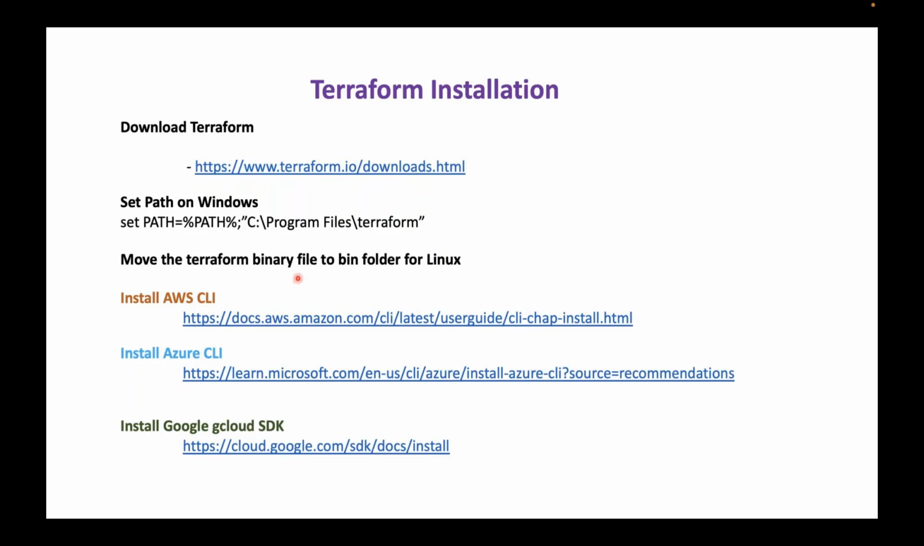Okay, and the prerequisite is: if you're going to use Terraform for managing AWS, then you have to have the AWS CLI, just for authentication purposes. If you're managing Azure, you have to have the Azure CLI for authentication purposes only. The same thing goes for GCP. If you're going to manage GCP, then you have to have the gcloud command line tool for authentication purposes. Okay, so now let's see how to install Terraform on the Windows machine.